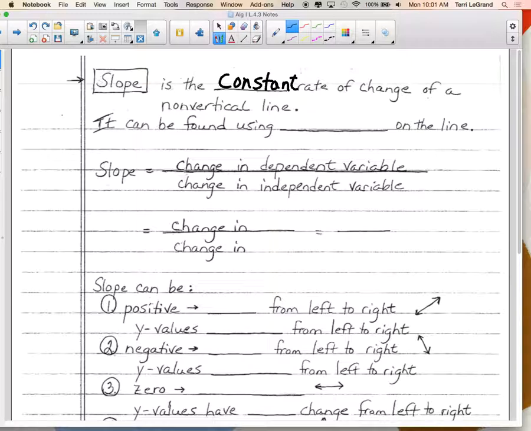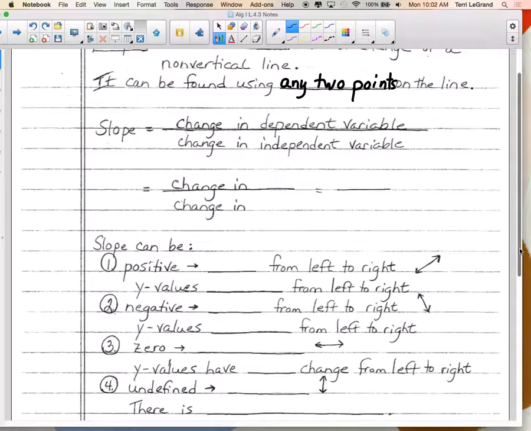Everything on the graph has the same rate of change, no matter what 2 points you go between. When that is a constant rate of change and it's a non-vertical line, we don't talk about vertical lines having slope, we can find it by using any 2 points on the line. So if we have a constant rate of change, you can pick any 2 points you want, and that'll help you find the rate of change that is going on in the dependent variable over the independent variable. So slope is actually the same as rate of change.